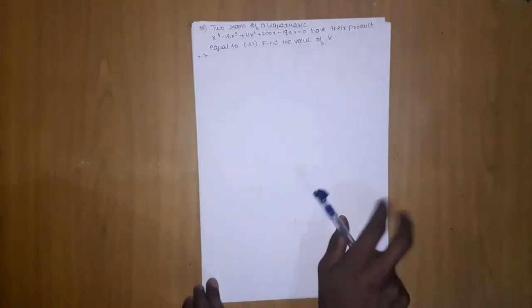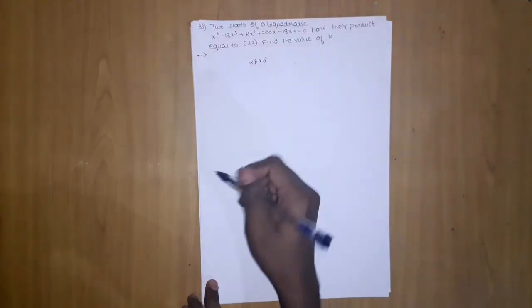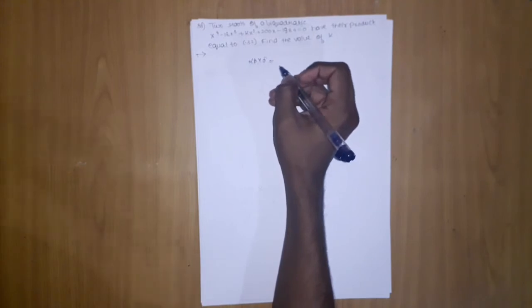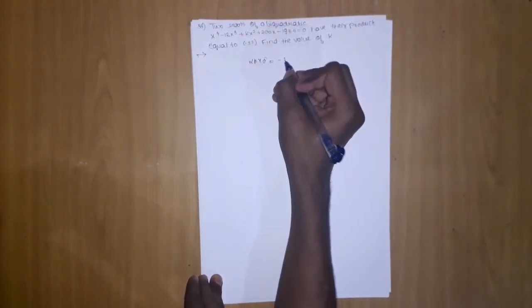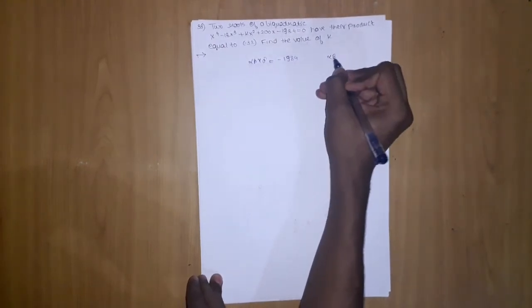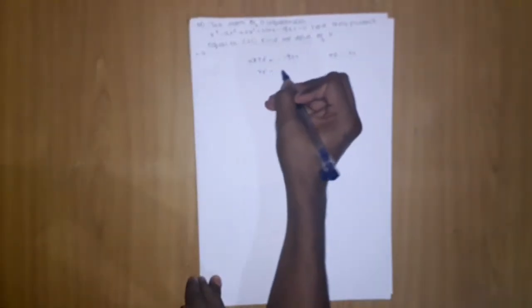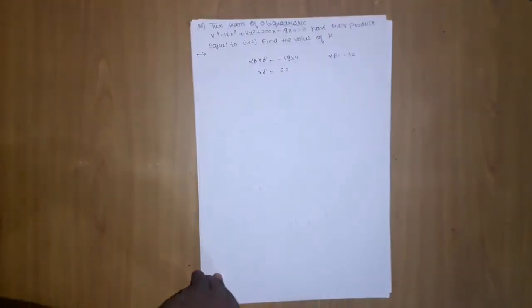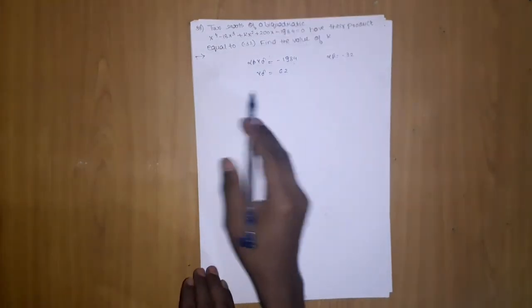So what can I say? Alpha, beta, gamma, delta are the roots. Let it have 4 roots. The product of all the roots will be -1984, and they have given alpha, beta product as -32. So gamma, delta I can have as 62 if I put. Okay, so we got this.